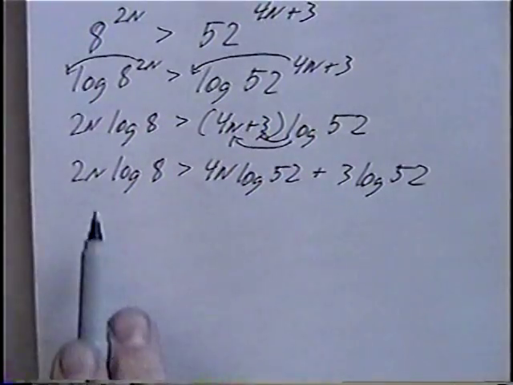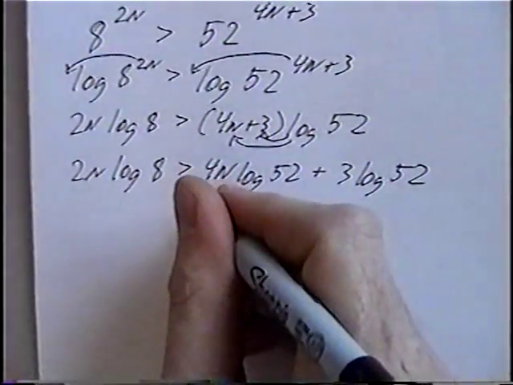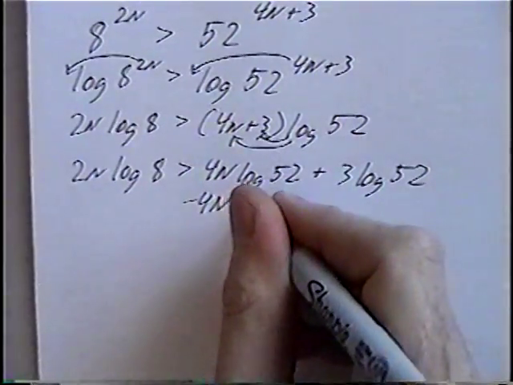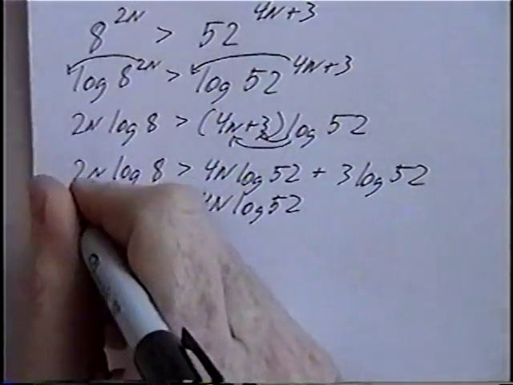Again, we want to solve for n. Right now we have n on 2 sides of the inequality. What we can do is subtract that 4n over, and we'll subtract the entire term 4n log 52 from both sides.